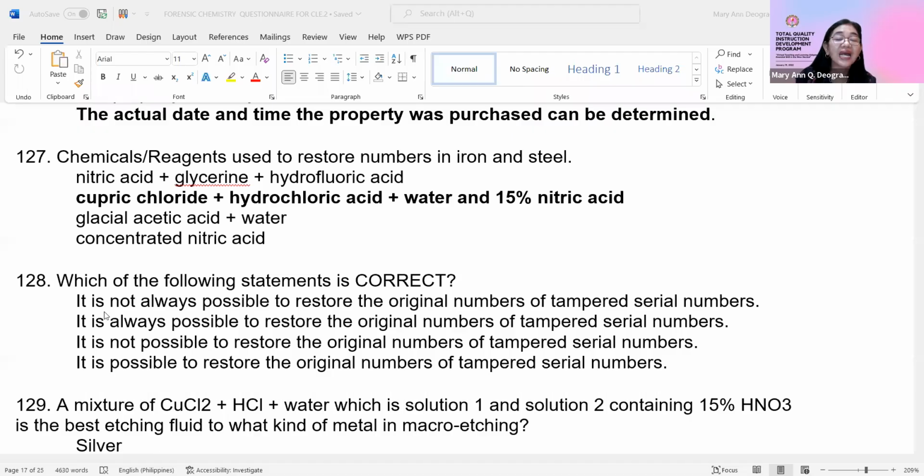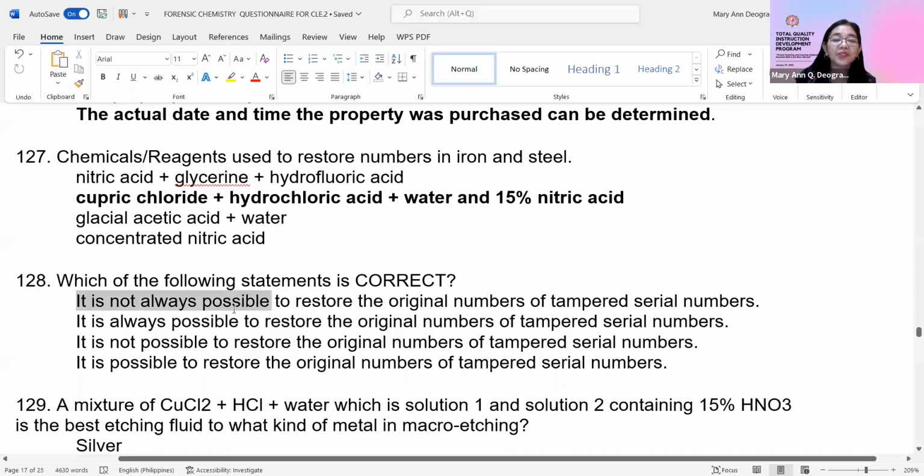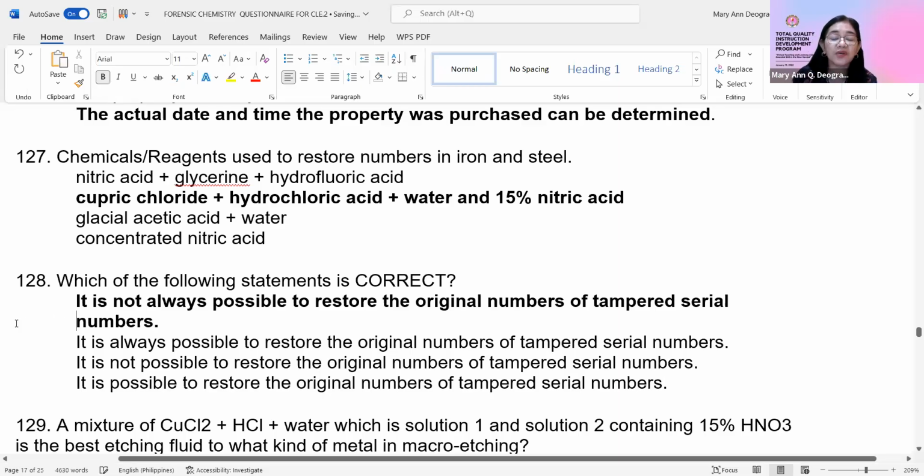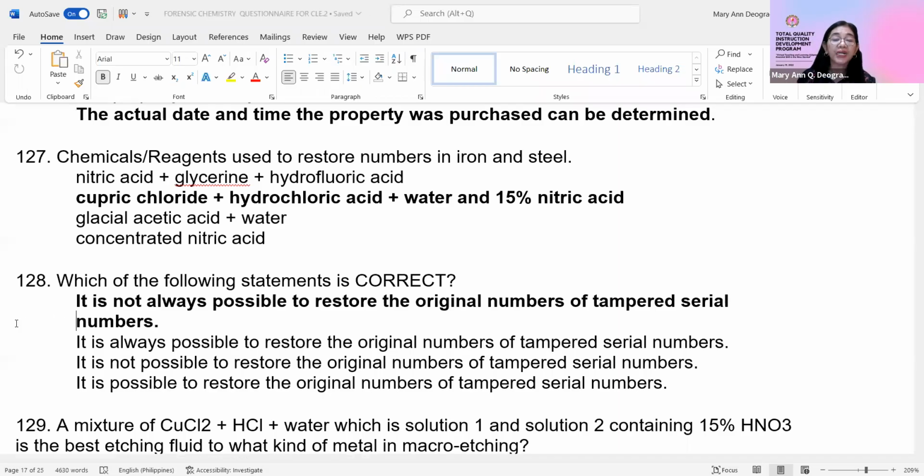All right, so it is not always possible, class. It's not always possible to restore the original numbers of tampered serial numbers. Why? Kasi may limitation ito, no? If the filing is too deep, pag sobrang lalim yung pagkakabura ng numbers, hindi na talaga ma-restore yan sa sobrang kalaliman. So it's not always, that's the limitation of the restoration of tampered serial numbers.